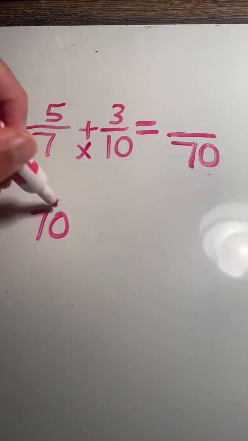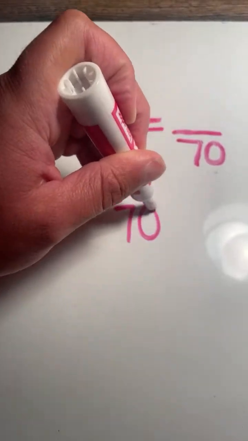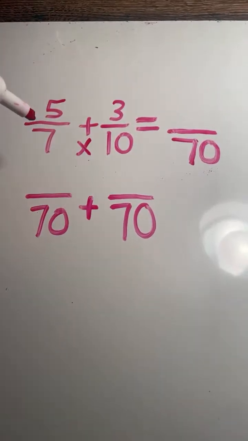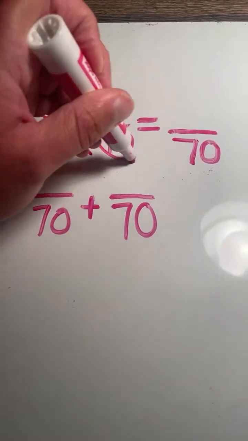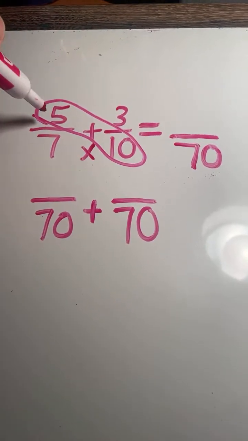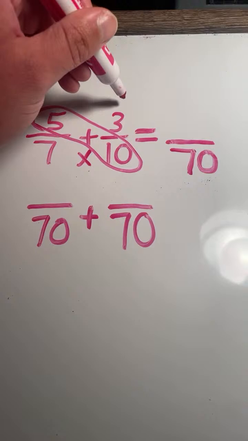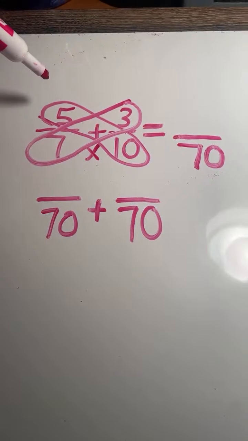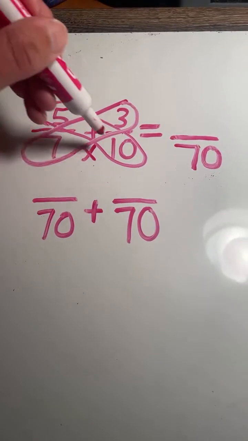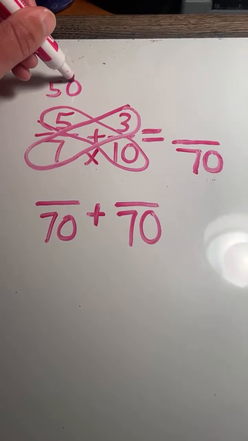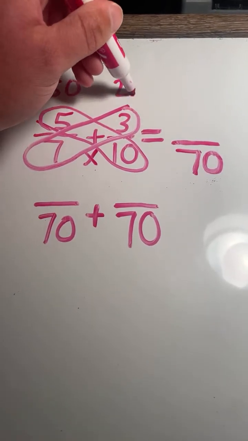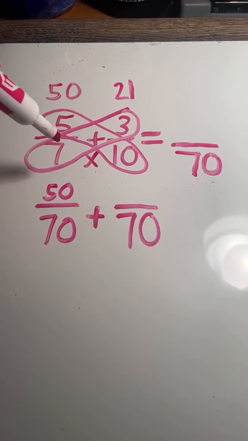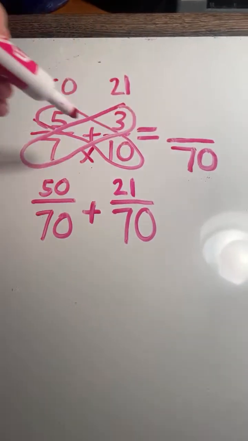So 70 is our common denominator for this problem. Now to find our numerators, we have to multiply each numerator times the opposite denominator. The 5 in 5/7, we have to multiply that times 10. The 3 in 3/10, we have to multiply that times 7. 5 times 10 equals 50. 3 times 7 equals 21. So the 5/7 gets converted to 50/70. The 3/10 gets converted to 21/70.